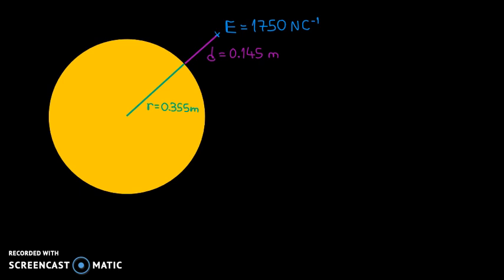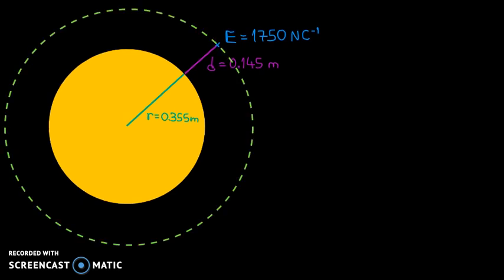Let's use Gauss's law. Here's a spherical Gaussian surface that passes through the point at which the electric field magnitude is given. According to Gauss's law, the electric flux passing through this Gaussian surface is equal to the charge enclosed within this Gaussian surface divided by epsilon 0.